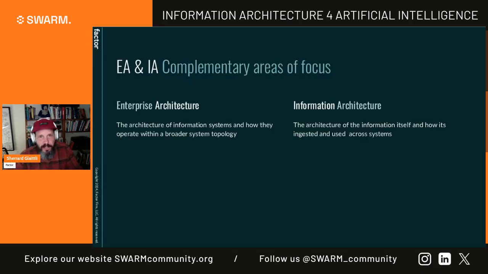So information architecture is often mistaken for enterprise architecture, and I wanted to call out a distinction between these two. Enterprise architecture is typically the practice of understanding the architecture of all the information systems and how they operate within a larger topology. Information architecture is related, but is focused more on the structure of the information itself, how it's ingested, and how it's used across all those systems.